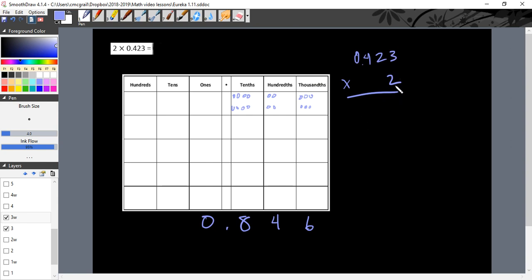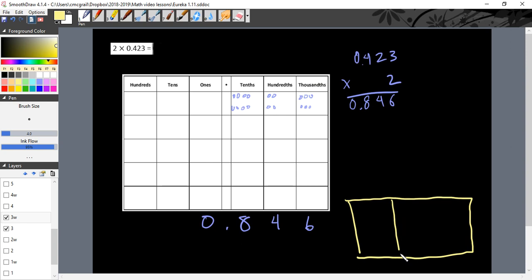And I knew that because of the standard algorithm. 2 times 3 is 6, 2 times 2 is 4, 2 times 4 is 8. And that is my answer. But let's talk about how we can use the area model to help us with problems like this. So in your notebook, please draw a large rectangle, and we're going to split it up into 3 parts because we have 3 place values. So we have 4/10, we have 2/100ths, and we have 3/1000ths.